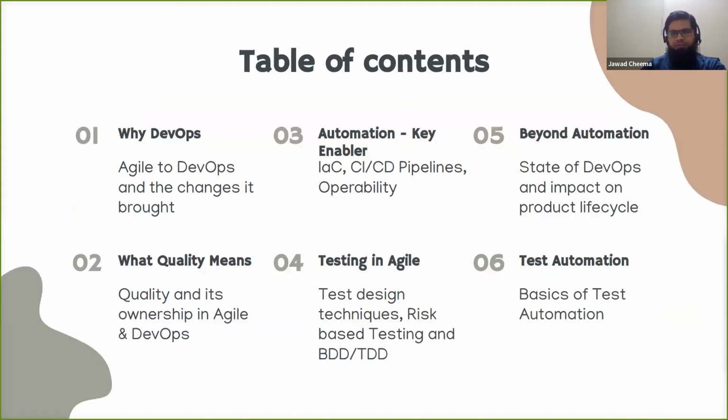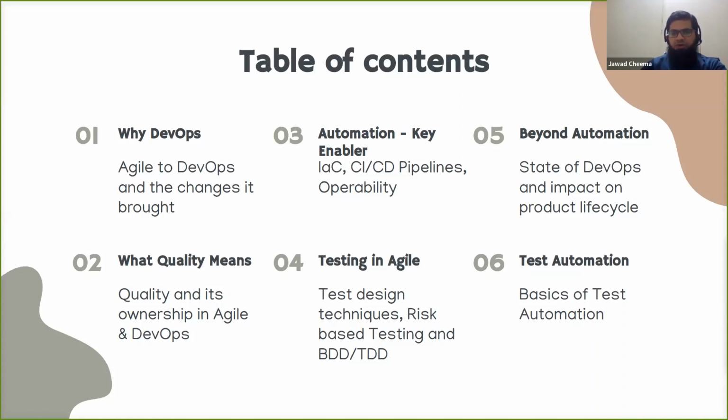In general, what we will be covering is what DevOps is, and where it helped after we got agile. Then we will discuss automation, which I feel is the key enabler. Automation is not the only thing. In fact, it's just one part of DevOps, but still automation became the key enabler for the adoption of DevOps. So we will discuss a bit on that, and then discuss what DevOps is beyond automation.